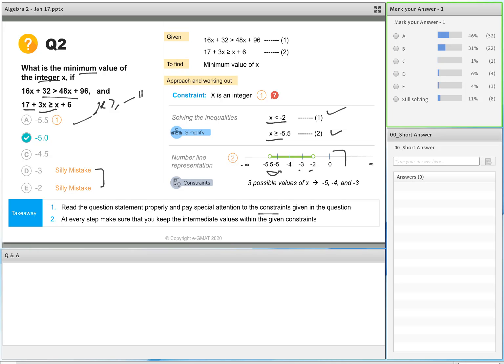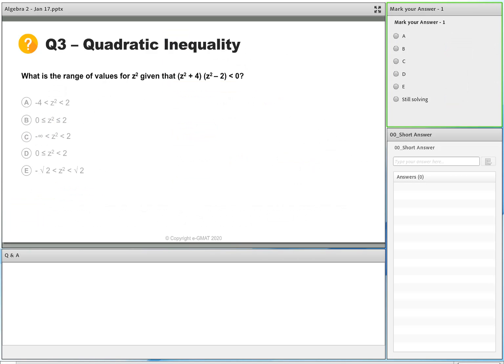All right, let me clear all the answers from this poll, open the poll over here. Let's move into the next question. Question number 3 is a very nice question. Can we please have the still solving over here? All right, let's move on to the next question. Question number 3 on your screen.